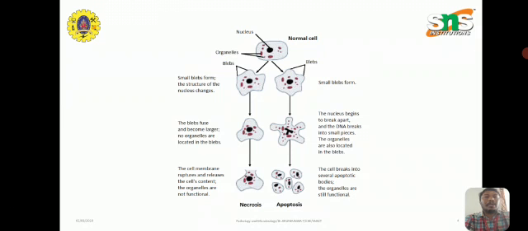The cell membrane ruptures and releases the cell contents. The organelles are not functional. So it is called necrosis.